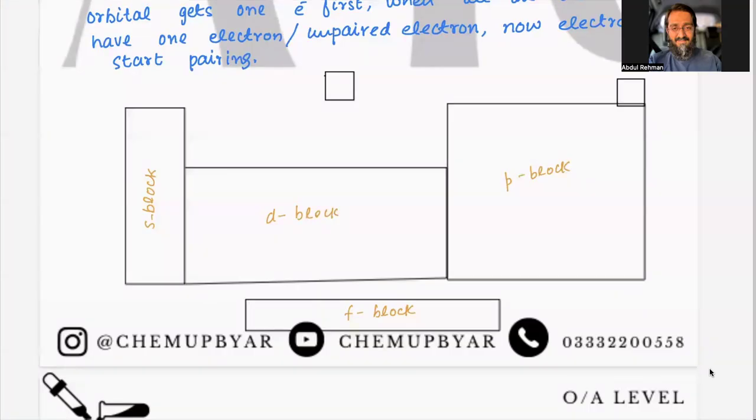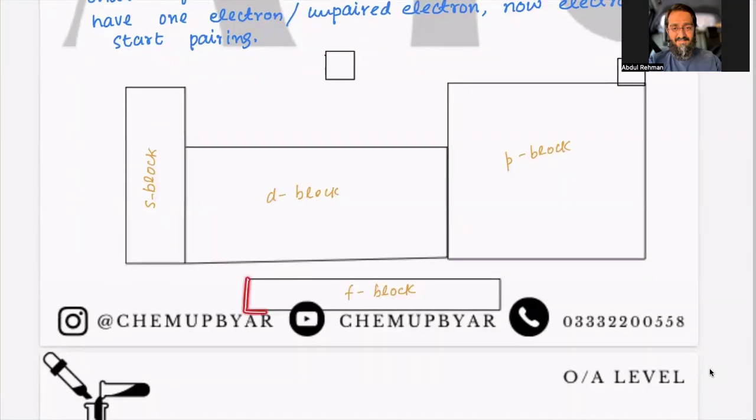Very good. So the thing is that if the last subshell, the valence subshell, is S, then all those elements are over here. Those elements whose last subshell is P are over here. Those whose last subshell is D are in this region. And the elements whose last subshell is F are in this region. Is this clear?